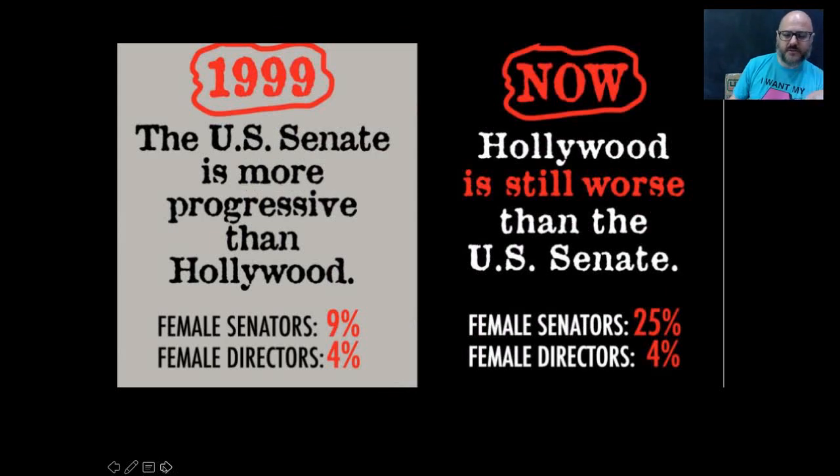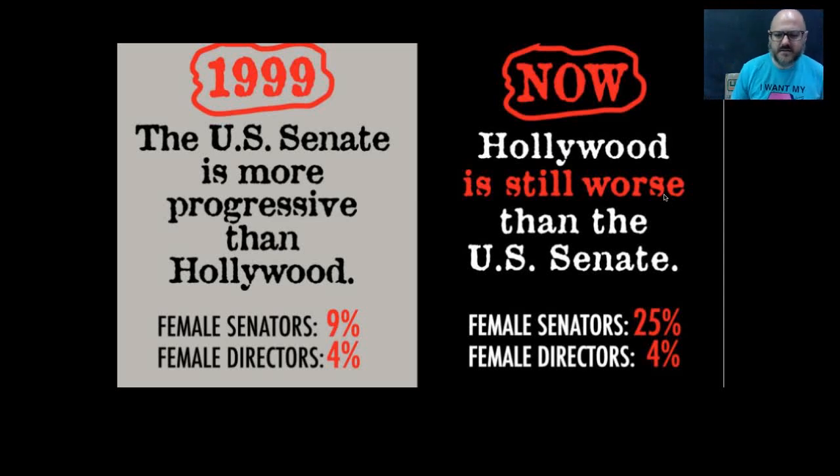This was a piece from just a few years ago, 2018, and it said, in 1999, when they first originally did this, the U.S. Senate, which didn't have many women, was still more progressive than Hollywood. They had 9% of the senators, which there are 100 senators, 2 for each state, only 9 female senators. And now in Hollywood, 4% of the directors were female, right? So if you thought about 100 directors, 96 of them are going to be dudes, 4 of them are going to be women. And this is still an issue to this day, right?